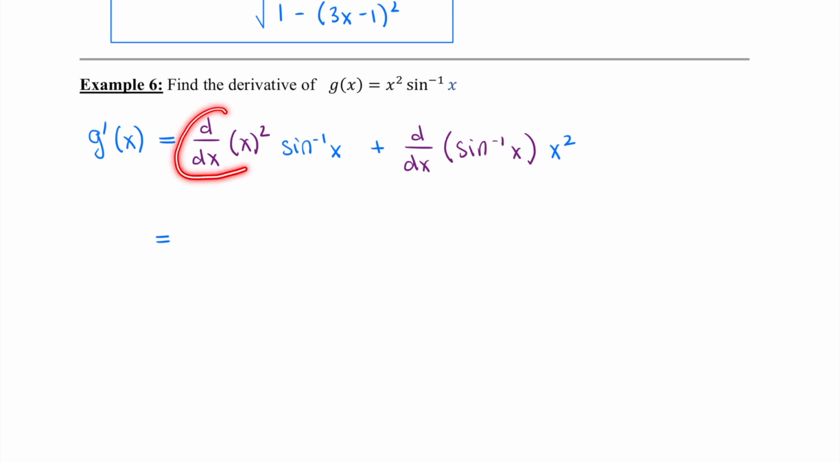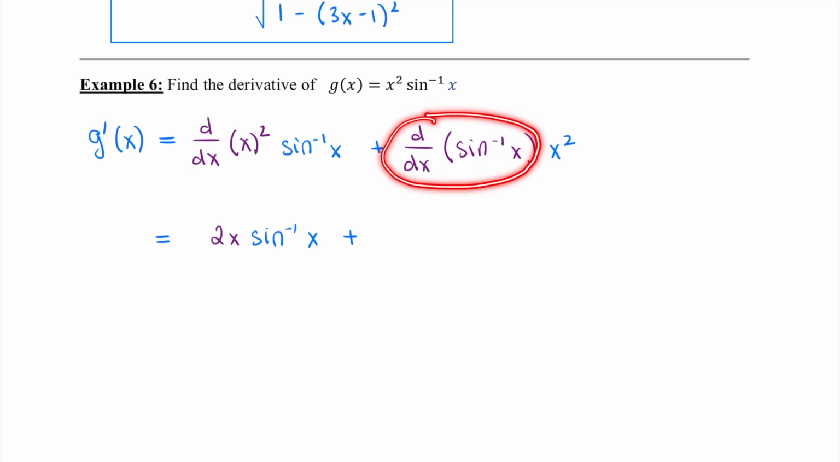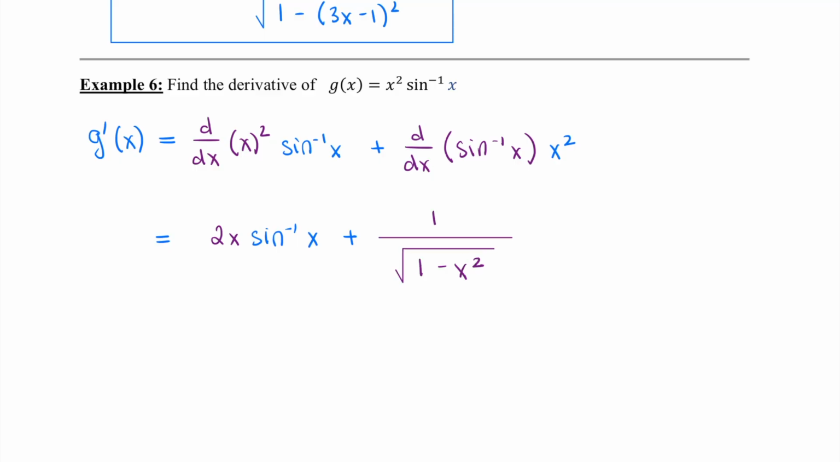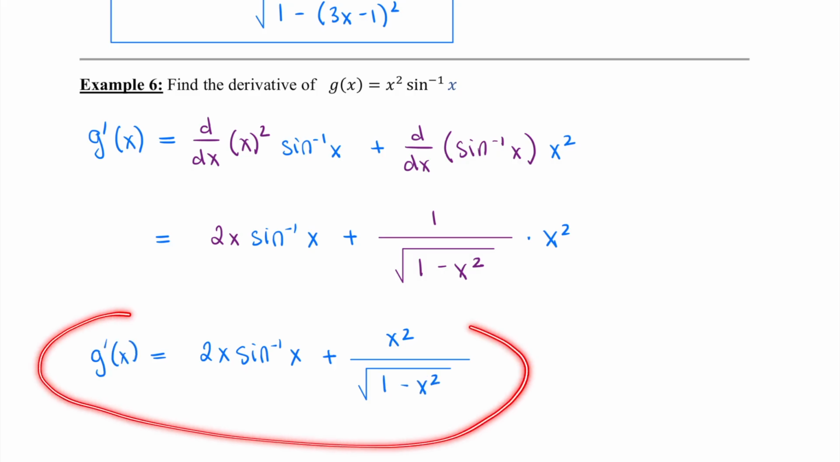The derivative of x squared is 2x times sine inverse of x plus the derivative of sine inverse of x, which is 1 over the square root of 1 minus x squared, times x squared. And we can simplify this by taking 1 times x squared, which is x squared. And this is the derivative of g of x.